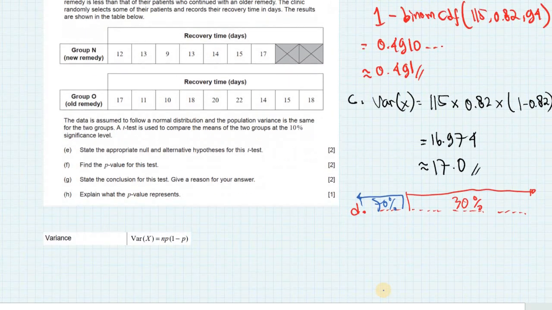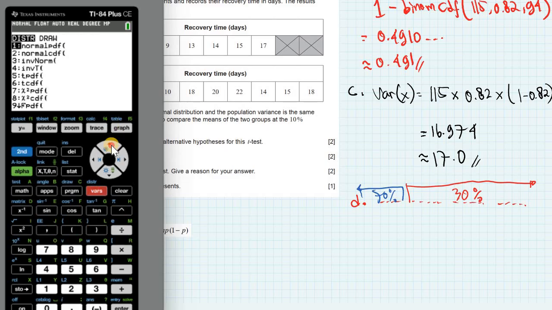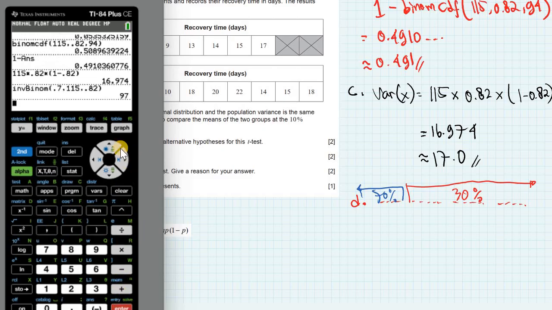So let's see what we got. We go to second, first, and then we go to inverse binom, because we are looking for the inverse. Enter. The area is 0.7. Once again, your calculator might have a different way. The trial is 115, the probability is 0.82, and then we paste and enter. We have 97. So binom.